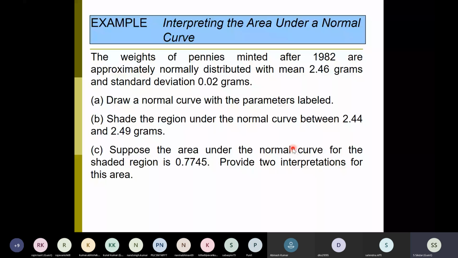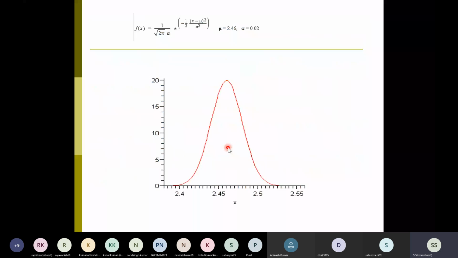Suppose the area under the normal curve is 0.7745. Provide two interpretations for this area. That means that up to this value I have one probability, and up to this was one probability for this z value. It is shown here that the mu value is 2.46.